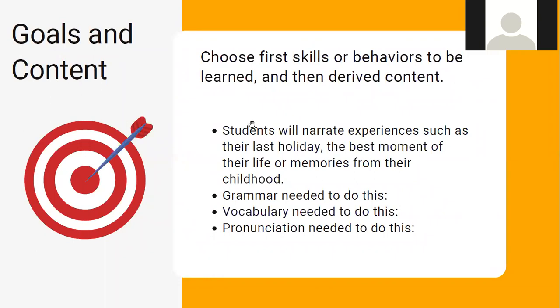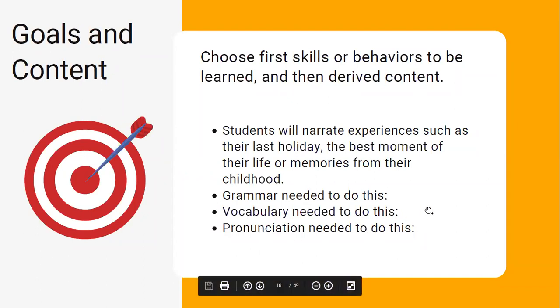So we first establish an objective like this. Students will narrate experiences such as their last holiday, the best moment of their life, or memories from their childhood. And then we think, okay, if I want them to do that, what grammar do they need? What vocabulary do they need? And what phonological or pronunciation aspects do they need, right? So first, the skill or the behaviors or the standards, the basic learning rights, and then from that you analyze and tell, this is the content. Whether you're going to present that content with a YouTube video, or as I'm doing now, with a lecture, that's secondary. But first you have to know what they're going to do, and then all these linguistic elements needed for that.